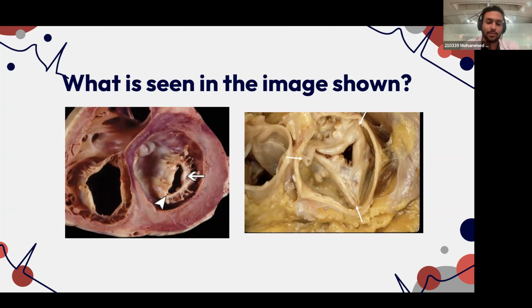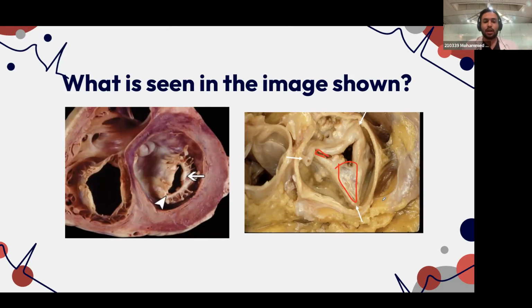How about this one? Which valve is this? The other image. This is the aortic valve. I want you guys to remember one thing about the aortic valve. Senile calcific changes do not cause fusion of the commissures. Chronic rheumatic heart disease causes fusion of the commissures. You can see here, this one is still patent. It's still there. Here, it fused. Once you see fusion of the commissures in the aortic valve, that's chronic rheumatic heart disease.